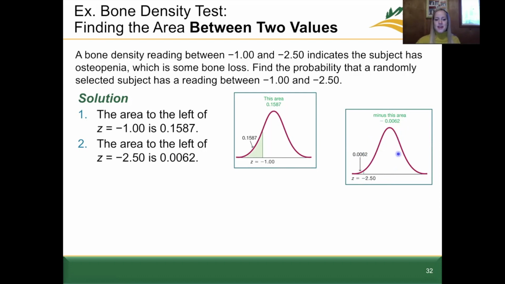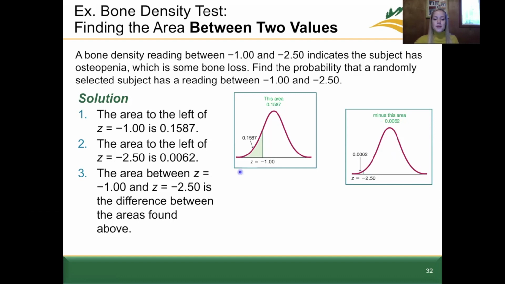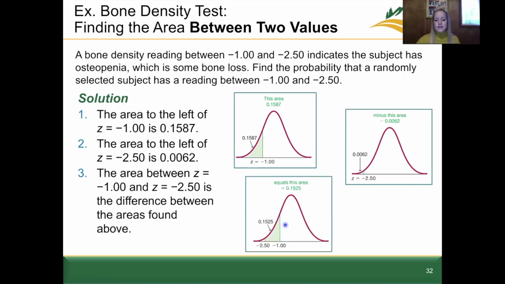Okay, I wanted to mention that explicitly before we move on. Then to solve this problem, we need the area between z equal to negative 1.00 and z equal to negative 2.50. We can do this algebraically. It's also always good to draw a picture. So here's our z-score of negative 1.00.